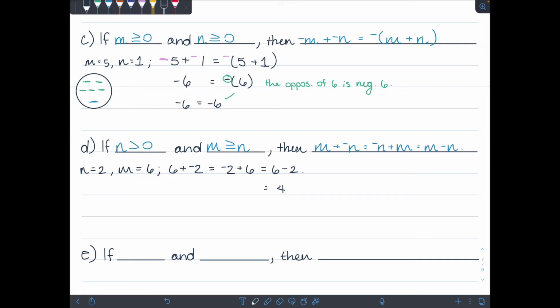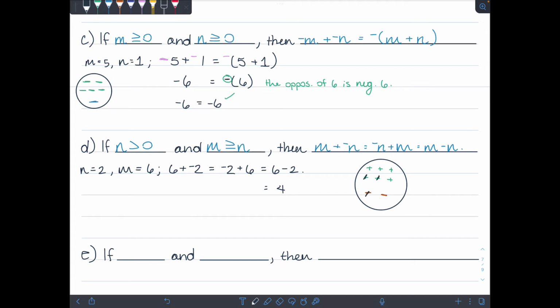What about negative 2 plus 6? If you're having a little bit of trouble, let's draw another charge field. So plus 6, that means we have 6 positives. 1, 2, 3, 4, 5, 6. And we are taking away 2 negatives. 1, 2.